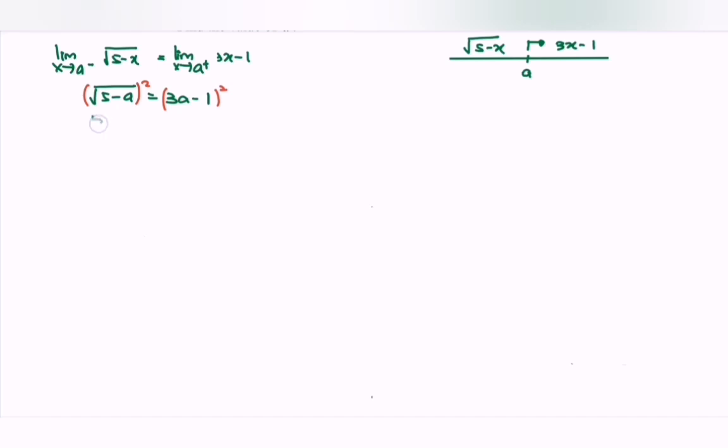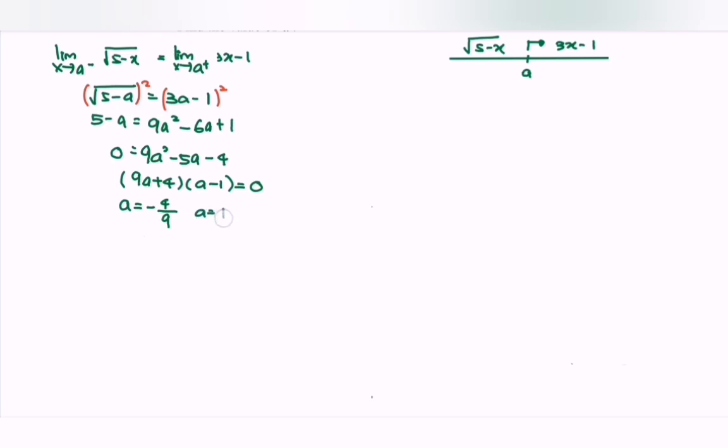Then we expand, we have 5 minus a equals 9a squared minus 6a plus 1. Rearrange the equation, we have 9a squared minus 5a minus 4 equals 0. Kindly factorize: we have (9a plus 4) multiplied by (a minus 1) equals 0. So a will be equal to negative 4 over 9, or a will be equal to 1. Next, we're going to test the values.